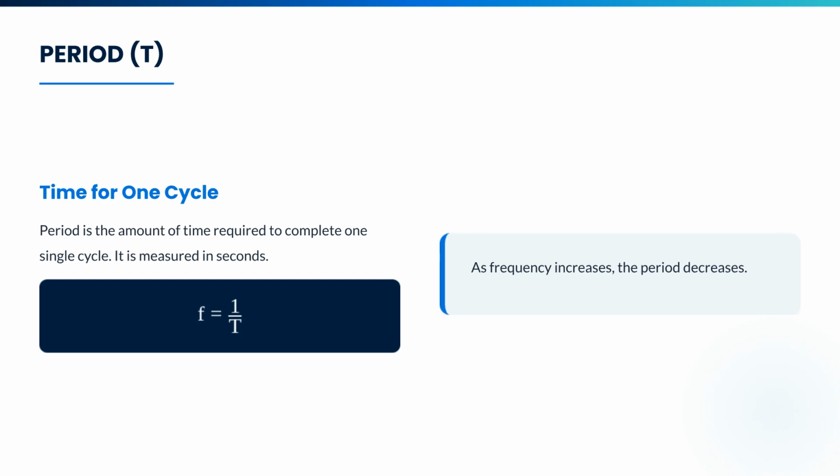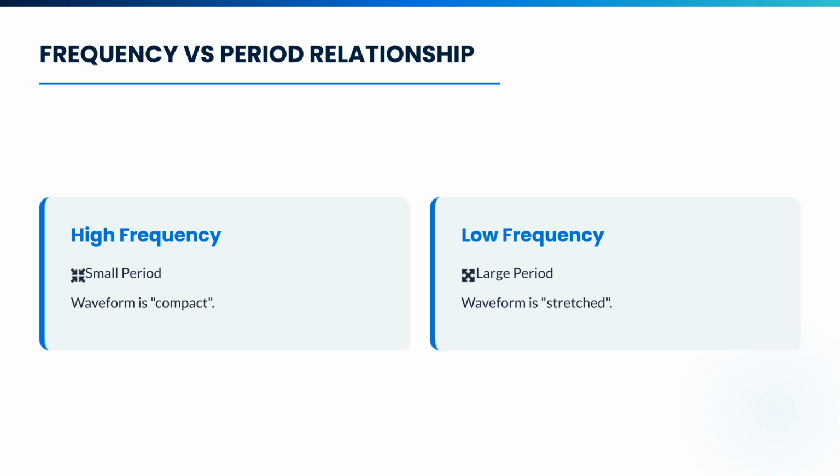It is inversely related to frequency, meaning as frequency increases, the period decreases. The formula is F equals 1/T. There is an inverse relationship between frequency and period. High frequency corresponds to a small period, resulting in a "compact" waveform. Low frequency corresponds to a large period, creating a "stretched" waveform.